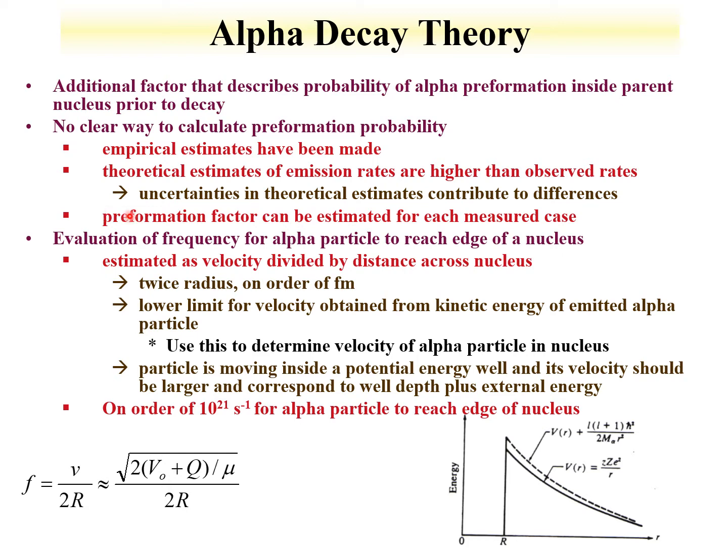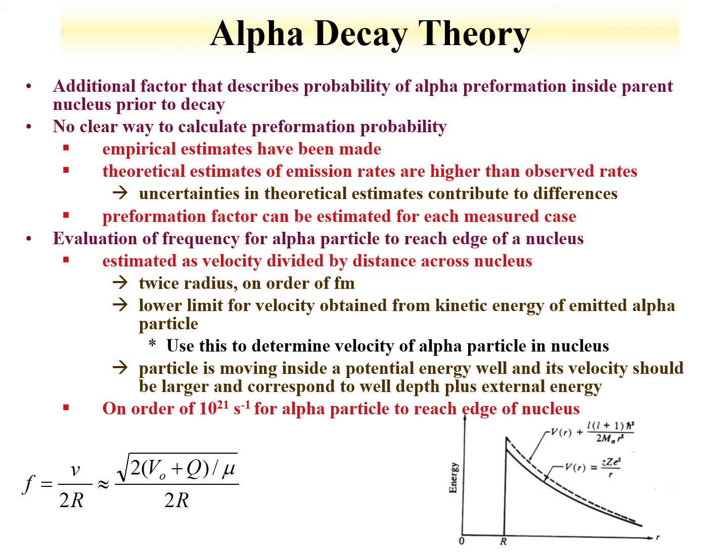Now, we can use the velocity of the alpha particle as a way to determine how many times the alpha particle will impinge upon the barrier. We can use that as the frequency of how often the alpha particle will impinge upon the barrier, basically related to the velocity of the alpha particle. And if we can calculate the radius of the nucleus, and we've already discussed how to do that, we take twice the radius. That's a distance that the alpha particle would need to traverse, and that's on the order of femtometers.